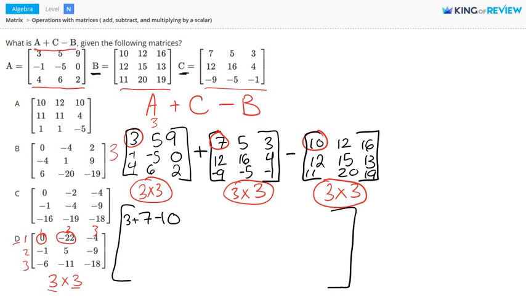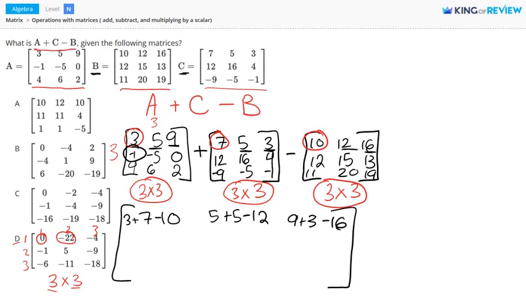Now let's look at the entry next to it. 5, 5, and 12. So we have 5 plus 5 minus 12. The next entry is 9, 3, and 16. So 9 plus 3 minus 16. So that's row 1. Let's look at the second row.